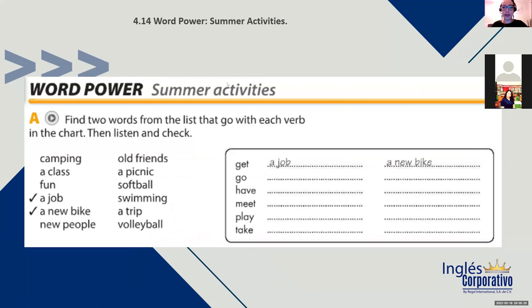Okay, so that was vocabulary that we may use. Can you see my screen? I'm not sure. Yes. Okay. And here we have some other vocabulary, like two-part words of things or activities that we may do, and they can go together. Let's see, find two words from the list that go with each verb in the chart. For example, with get, we cannot say get camping or get softball or get swimming. The most appropriate here is get what? Get a job, right? What about go?